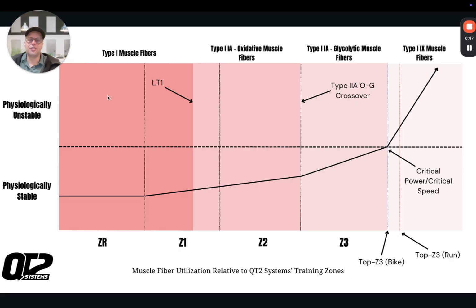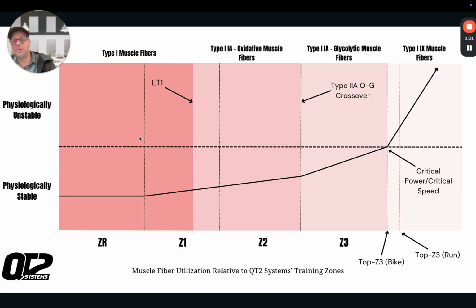On the y-axis, this describes muscle fiber utilization across training zones as well as physiological stability relative to the training intensities. So across zone R and through most of zone 1, we are using mostly type 1 muscle fibers. At the top of zone 1, we're using a little bit of type 2A oxidative muscle fibers. Zone 2 is primarily defined by type 2A oxidative muscle fibers. Zone 3 by type 2A glycolytic muscle fibers, and then above zone 3 or above threshold by type 2X muscle fibers. I'll come back to this slide later.